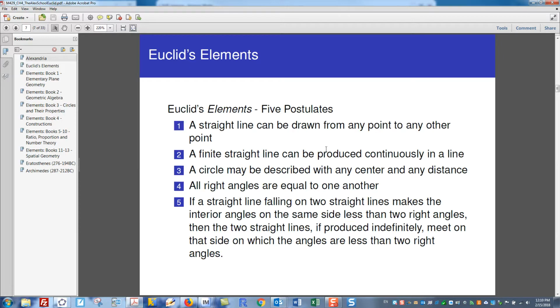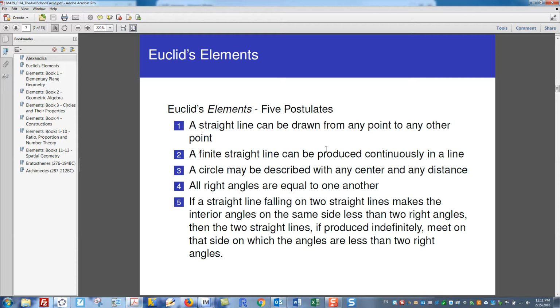You should know a little bit about Euclid's Elements and how Euclid begins the heavy lifting of building up mathematics. He assumes 5 postulates in his founding of the Elements. The first one is that a straight line can be drawn from any point to any other point. Thus the idea of an unmarked straightedge. A finite straight line can be produced continuously in a line. That means if we have a segment, we can continue it on and make it into, say, a ray or into a full-fledged two-dimensional line.